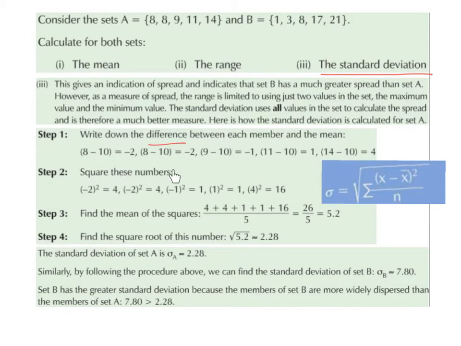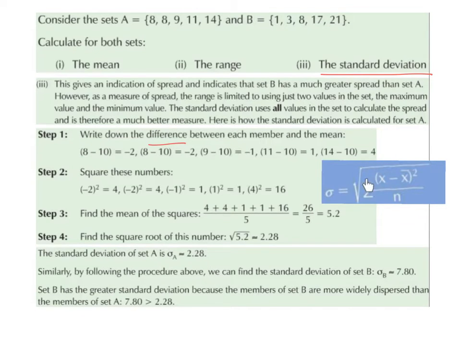So step 2, square the numbers. Minus 2 squared is 4. Minus 2 squared is also 4. Minus 1 squared is 1. 1 squared is 1. And 4 squared is 16. So what I did was I worked out what's inside the brackets first, and then I squared my answer. Step 3, find the mean of the squares.